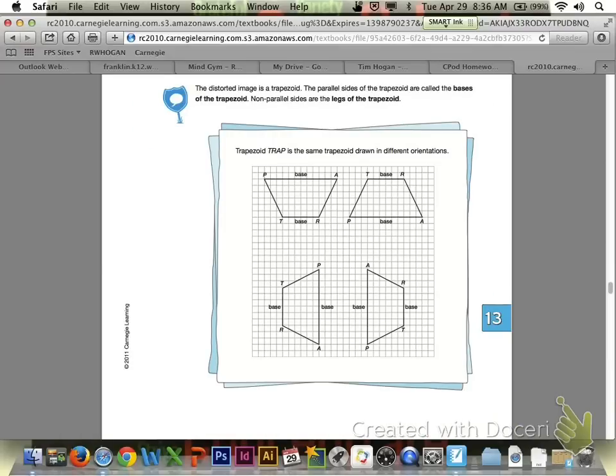We should already know from what we have talked about so far in problem 1 for 13.4 that the distorted image is indeed a trapezoid. A couple of key terms here though. The parallel sides of a trapezoid are called bases of the trapezoid. Non-parallel sides of a trapezoid are legs of the trapezoid. So you have to make sure that you can differentiate between the two. The parallel sides are bases. The non-parallel sides are legs. Just to make sure we understand, in trapezoid TRAP on the grid, all I did was mark the two bases in black and the two legs in red.